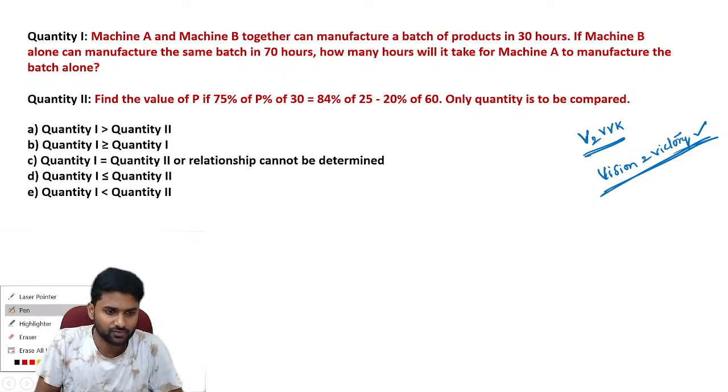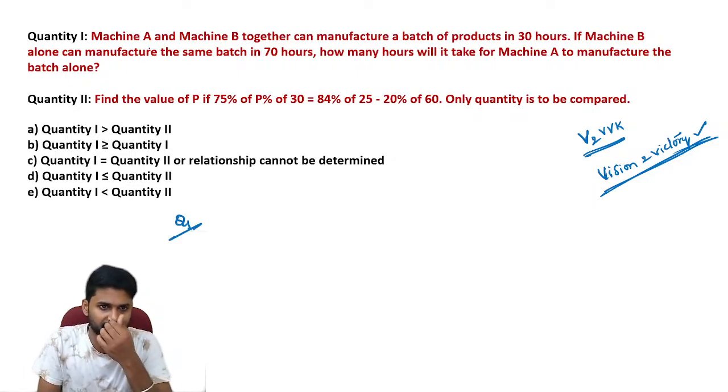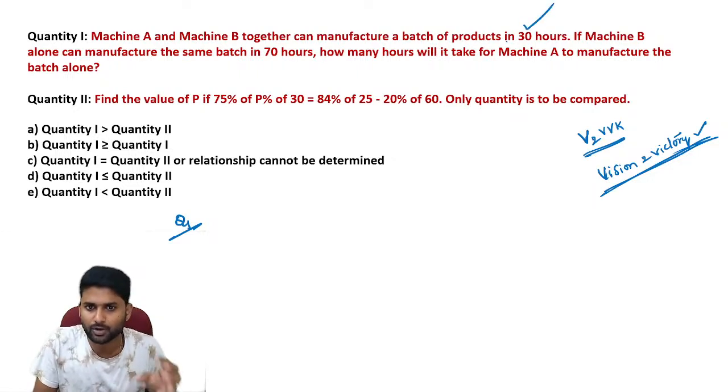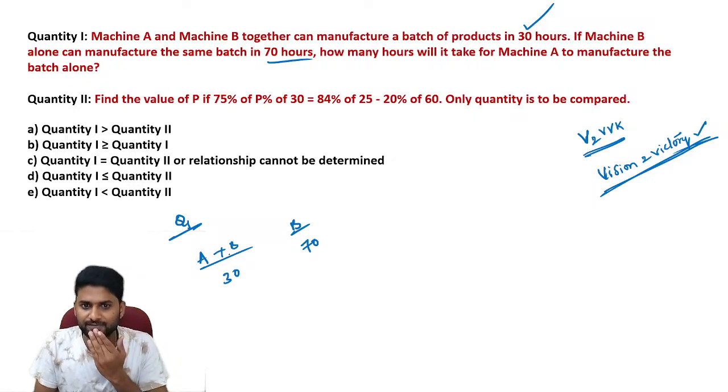So let's go for this quantity comparison. Machines A and B working together produce a batch of products in 30 hours. If A and B together take 30 hours, and machine B alone manufactures the same batch in 70 hours, then how many hours will machine A take to manufacture the batch alone?